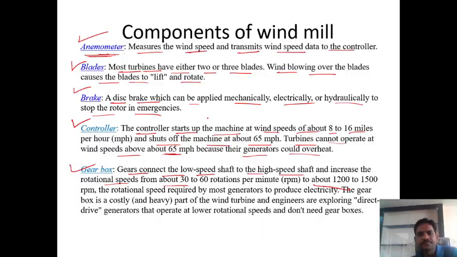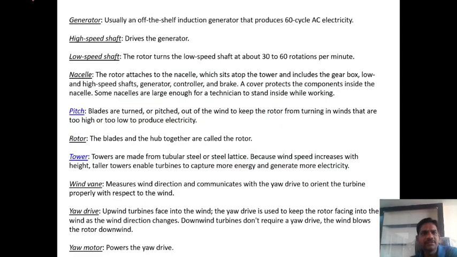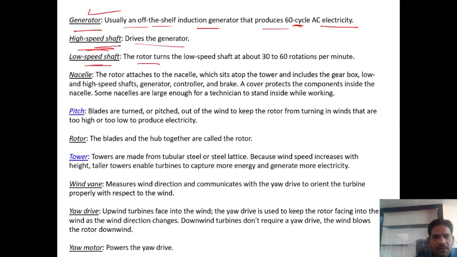Then another is the generator, usually an induction generator that produces 60 cycle AC electricity. This alternating current is produced inside the wind turbines. The high speed shaft drives the generator. The rotor turns the low speed shaft at 30 to 60 rotations per minute.